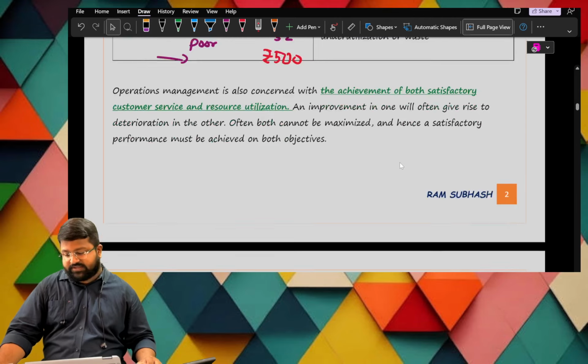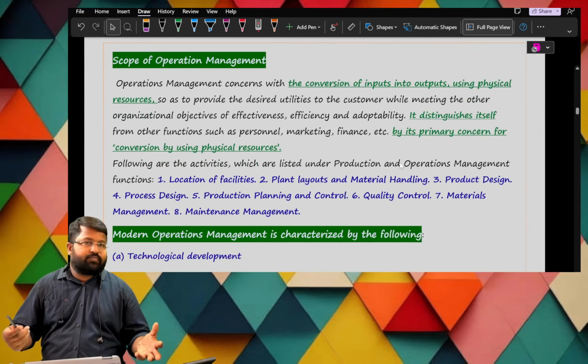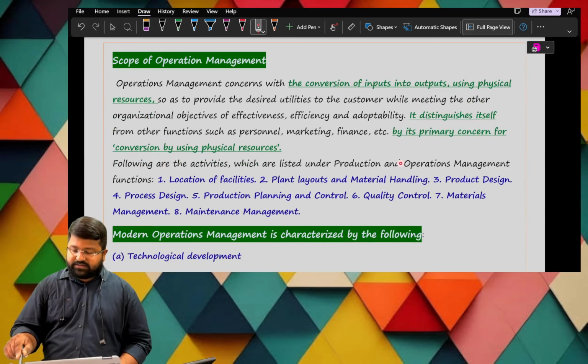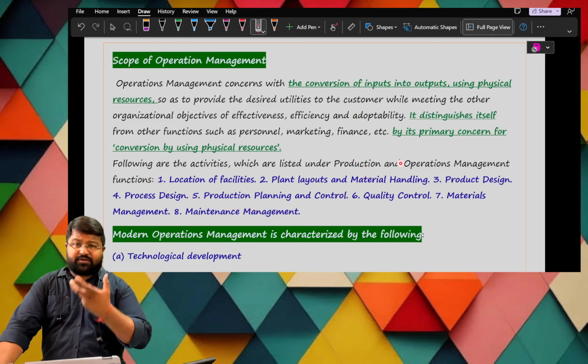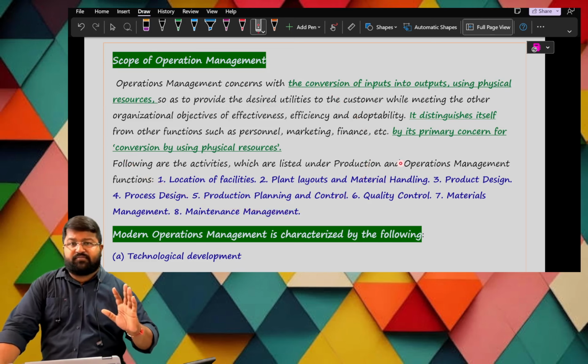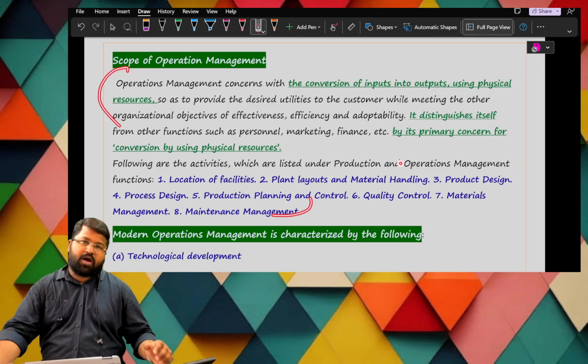Okay. Next, what is the next part, ma'am? Scope of operations management. So what is the scope? It has increased the scope, and this part can be a question. So I am giving some side headings now. That will be the question: what is the scope of operations management? Then you will write this part and you will get marks.